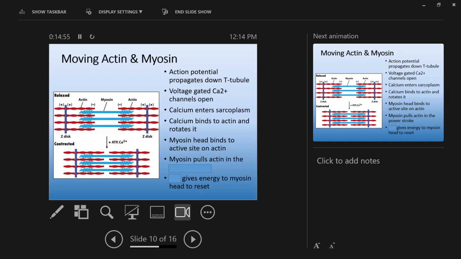The myosin head binds to that active site. It's going to pull on the actin. What is that motion called? The power stroke. And then what do we have to spend to reset that process? ATP.